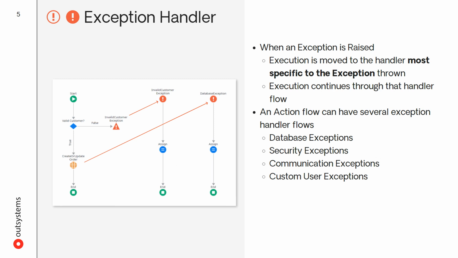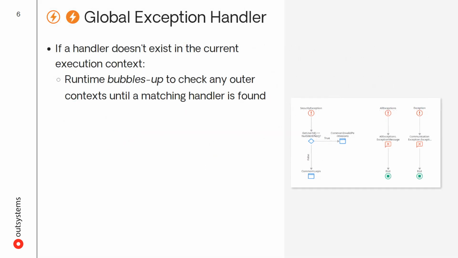An action can have multiple exception handler flows, for database, security, communication and custom user exceptions. Inside an action flow, it is not mandatory to have exception handlers. When a matching exception handler flow does not exist in the action flow where the exception is raised, the execution moves to an outer context. In other words, it bubbles up until a matching handler is found.